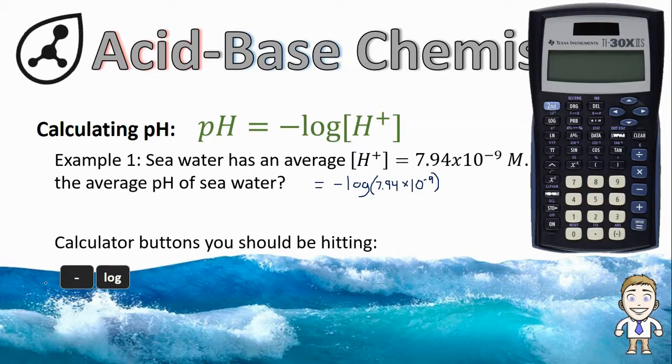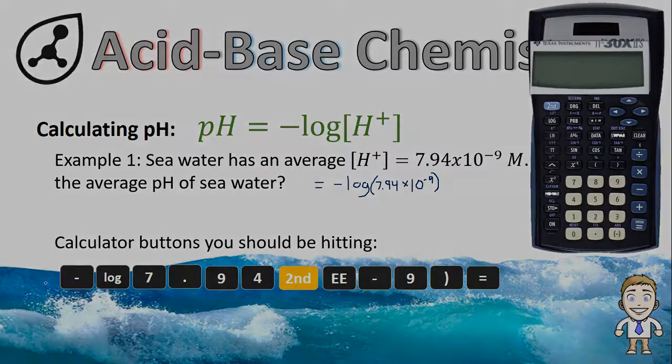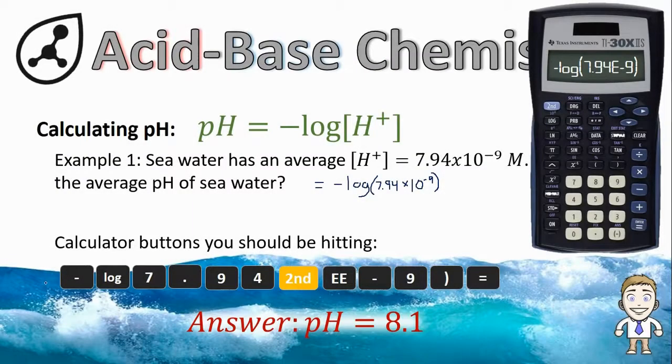First, hit negative, then find your log button and hit that. Then you enter the number 7.94 times 10 to the negative 9. You probably have to close the parentheses before hitting equals. If you do all that, it should look like this on your calculator screen and give you a final answer of 8.1. The seawater is slightly basic.